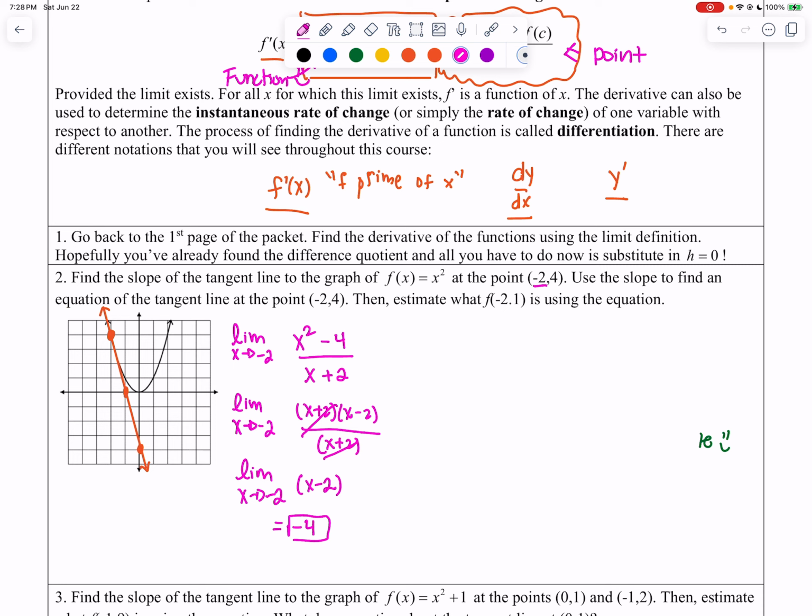Then, of course, the same thing. We know that we have a slope and a point, so that's going to give us this. And then, once again, it's going to give us an underestimate.